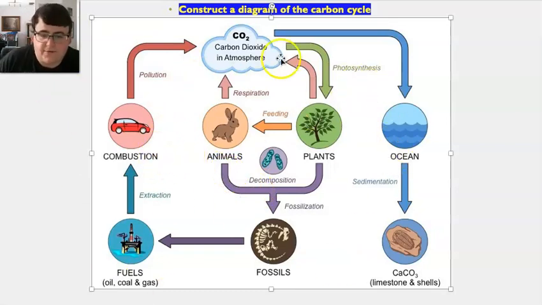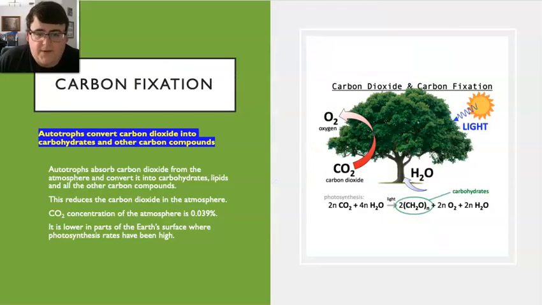So these are the key terms that you'll need: photosynthesis, respiration, feeding, decomposition, fossilization, sedimentation, extraction, and pollution. We will talk about all of these in more detail throughout this PowerPoint, but this is how to draw the carbon cycle itself. So, carbon fixation. Let's start with carbon dioxide being taken up into the plants through trees and plants, etc.